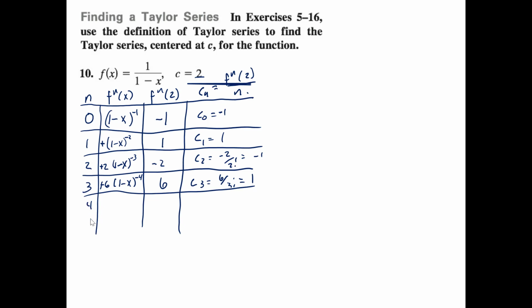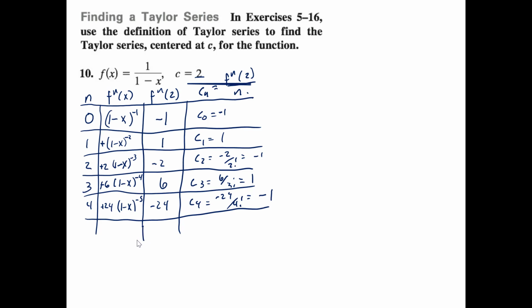When n is 4, you're going to bring down the negative 4, and you're going to get negative 24 times 1 minus x to the negative 5, and times the derivative of the inside, which makes that a positive 24. And then when you put in the 2, 1 minus 2 is negative 1 to the negative 5 is negative 1 times the 24 is negative 24. And so then C4 is negative 24 divided by 4 factorial. 4 factorial is 24, and so then you get negative 1.